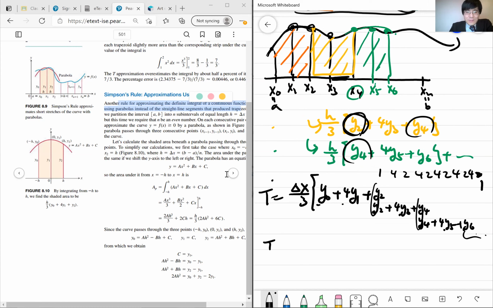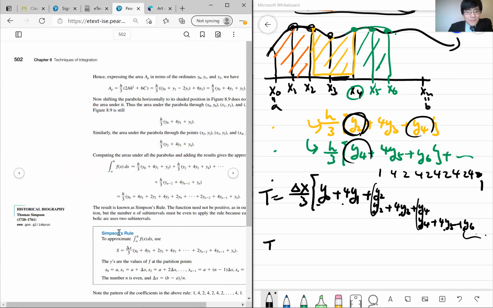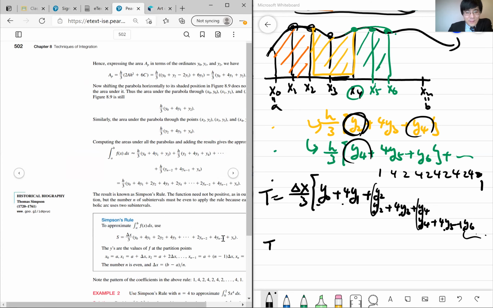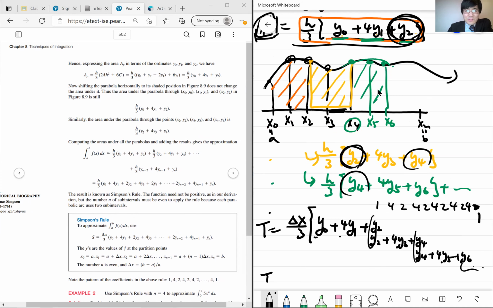Well, my handwriting is not good, so just look at the next page here. Okay, so here's the Simpson rule, and you just use this formula to find the approximation. So you see delta x over 3 times y0, 4, 2, 4, 2, 4, 2, 4, 2, 4, 2, and the last one is going to be 1. Now, this requires the number of intervals to be even, because you see 2 intervals are used at one time.